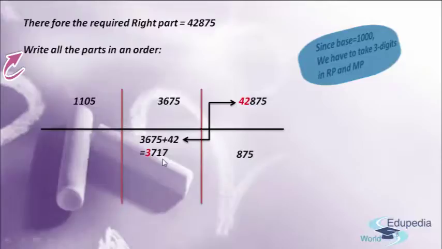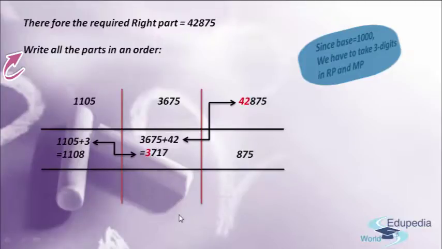Again, it is a 4-digit number, so therefore we have to take the last 3 digits, that is 717, and the remaining digit 3 should be taken as carry on to the left part answer. So by adding this 3 to 1,105, we get 1,108. Now let me place one more horizontal bar below it. Now let us write all the answers in all the parts what we have got.